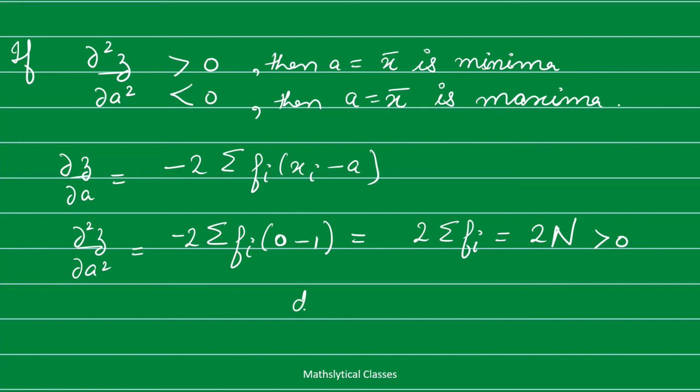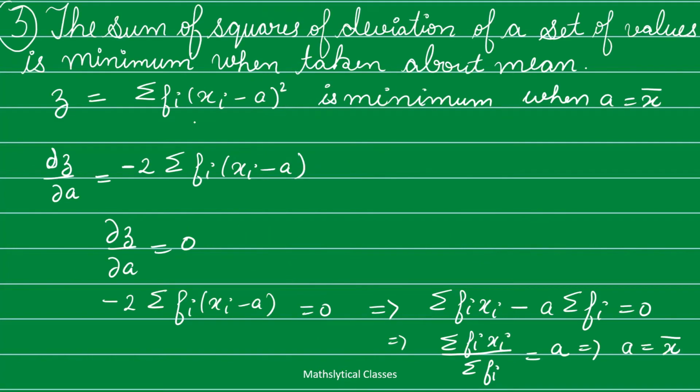So d2z upon dA square is greater than 0. That means a is equal to x bar is a point of minima. So this proves the property that the sum of squares of deviation is minimum when taken about the mean. So when we take a equal to x bar, this sum is minimum at that point.